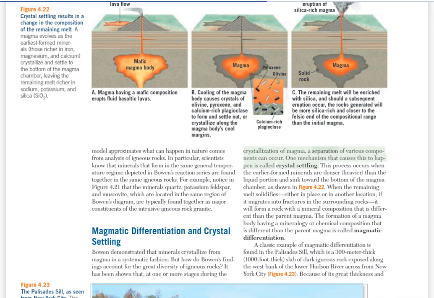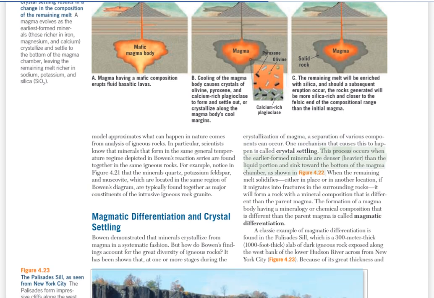During crystallization of magma, a separation of various components can occur. One mechanism that causes this to happen is called crystal settling. This process occurs when the earlier formed minerals are denser than the liquid portion and sink toward the bottom of the magma chamber, as shown in Figure 4.22.